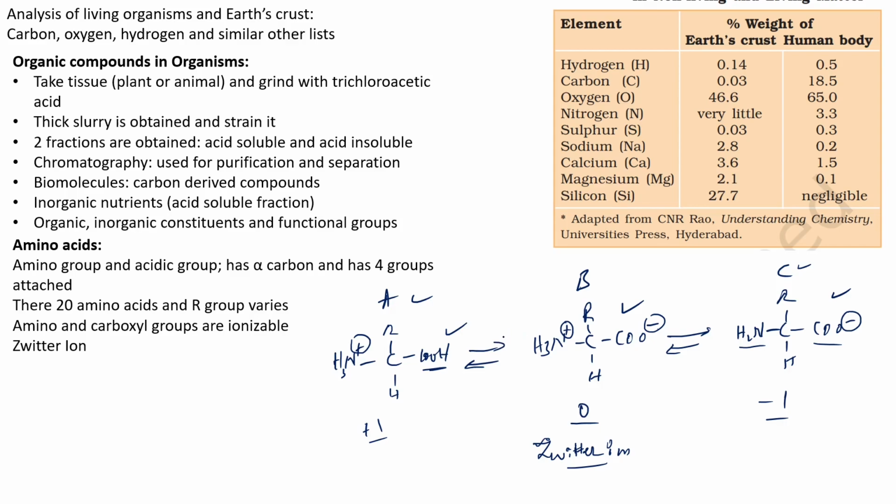Remember the examples for the amino acids based upon the charge group, and also try to remember the zwitterion. Try to draw these structures more and more frequently, and you will remember this in a better way.